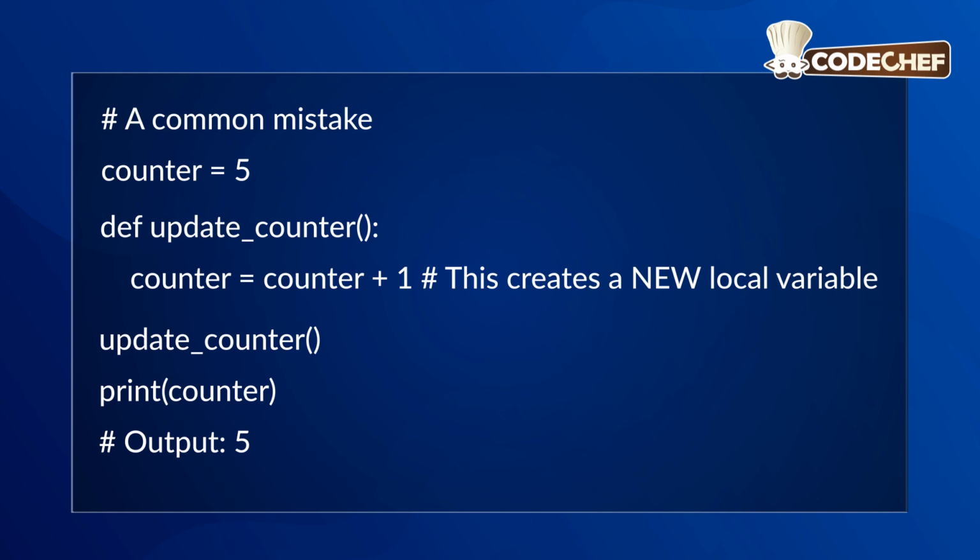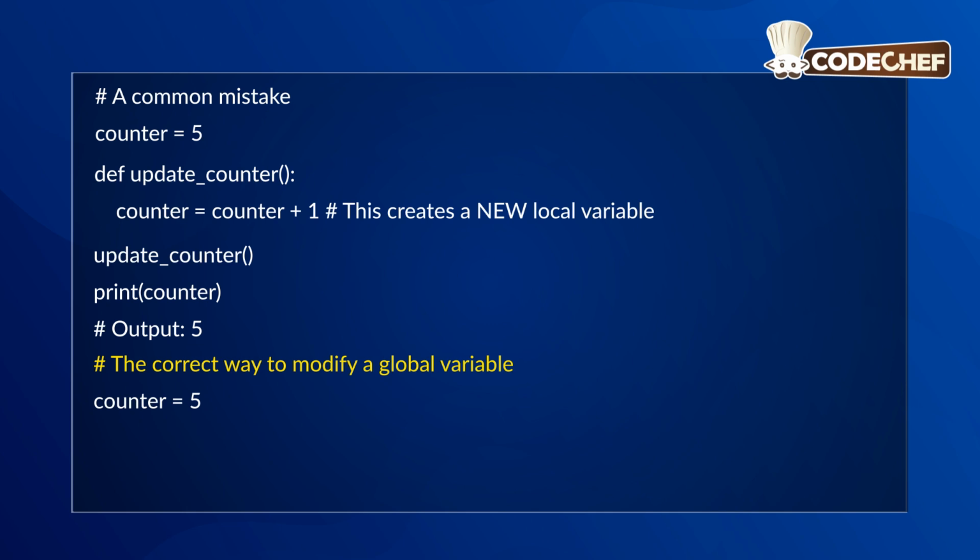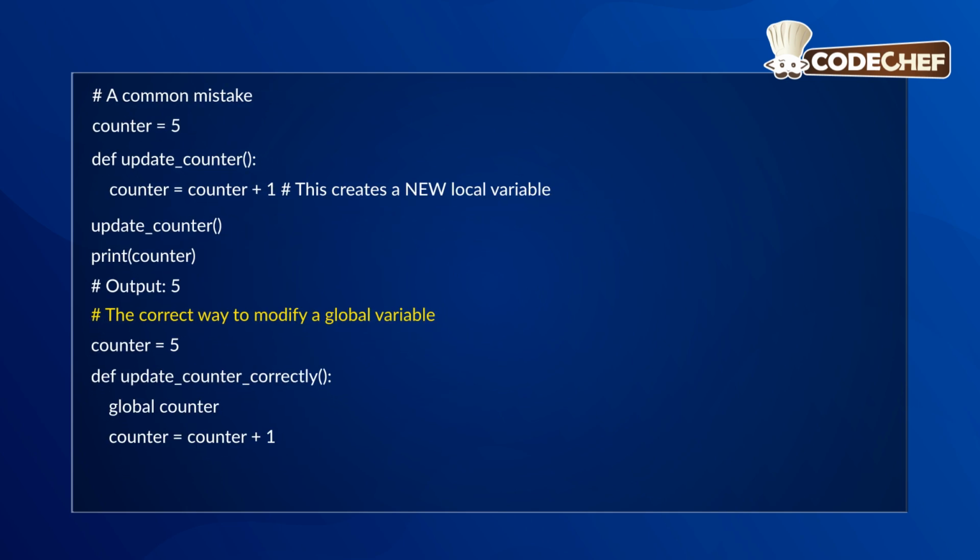To fix this, we use the global keyword. This tells Python, I'm not creating a new variable. I want to change the global one. Now, when we print the counter outside the function, you can see the value has correctly changed to 6.